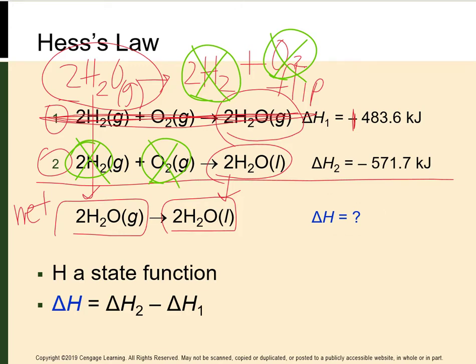So how would we find our delta H? Well, we just add up our elementary H's. So if I have a positive, and let's type this into our calculator here, positive 483.6 kilojoules plus a negative 571.7 kilojoules, and I should get a delta H of negative 88.1 kilojoules.